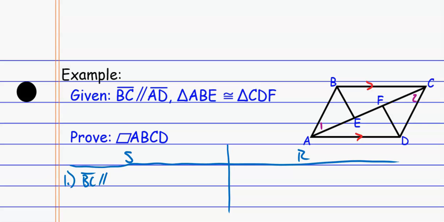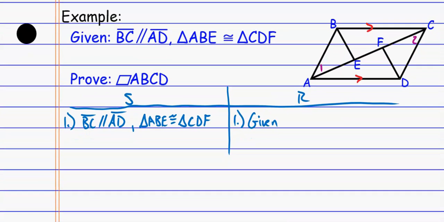Let's see, BC is parallel to AD, and triangle ABE is congruent to triangle CDF. And all of that is given, so I'm just going to say given here. Okay? And then from here, let's talk about what we discussed. We said, hey, you know what? Let's talk about the fact that angle 1 is congruent to angle 2. And yeah, I labeled them that way. But angle 1 is congruent to angle 2. And that's because of CPCTC.